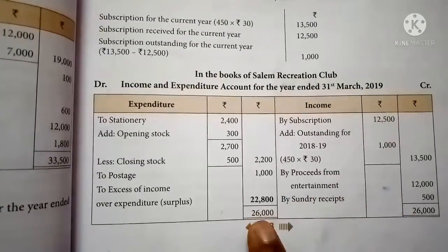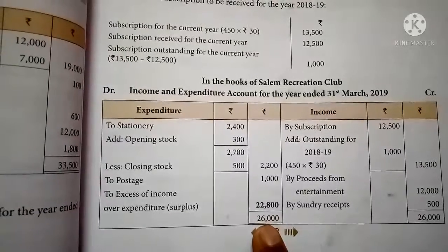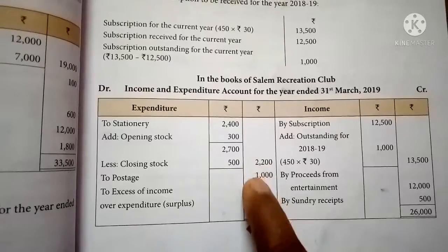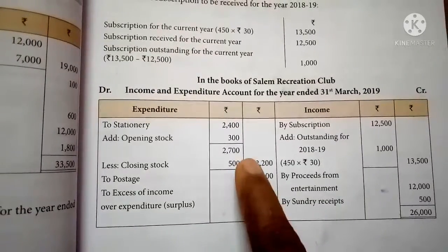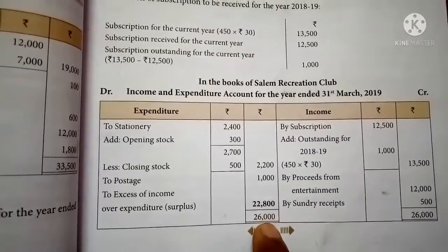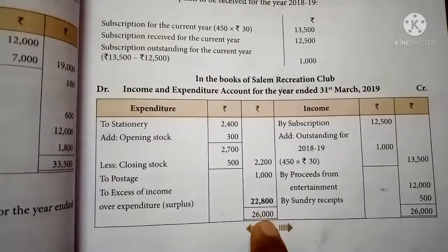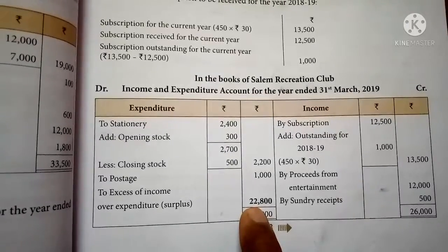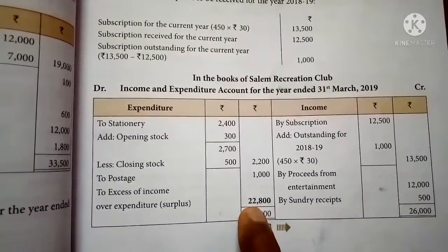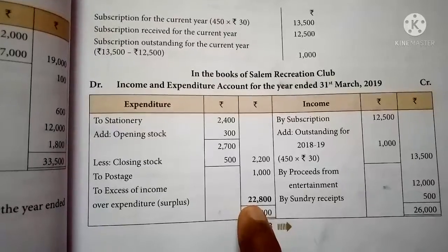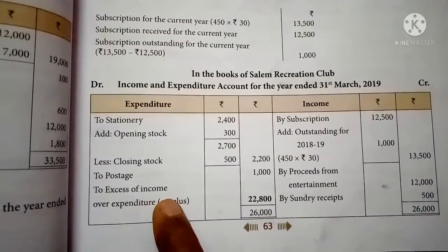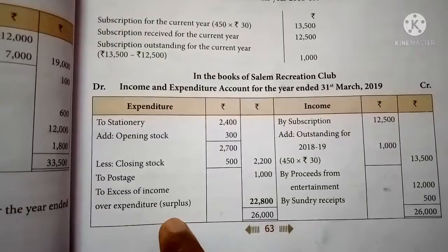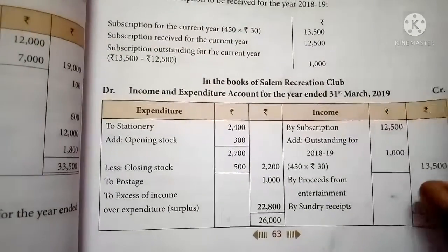Write the highest total on both sides, and from the highest total subtract the lower total of the debit amount, that is 3,200. That 3,200 will be subtracted from 26,000. The net amount is 22,800. It is surplus, because of excess of income over expenditure. So in the debit side you can write: To surplus (excess of income over expenditure). And then come to the balance sheet.